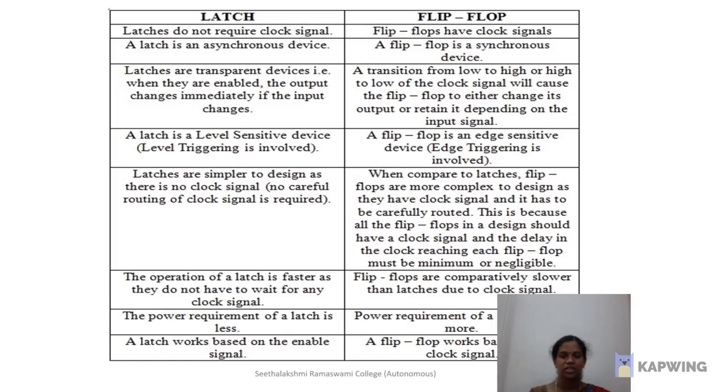When compared to latches, flip-flops are more complex to design as they have a clock signal and it has to be carefully routed. The operation of a latch is faster as they do not have to wait for any clock signal. Flip-flops are comparatively slower than latches because of the clock signal. The power requirement of a latch is low. The power requirement for a flip-flop is more. As a latch works based on an enable signal, the flip-flop works based on the clock signal.